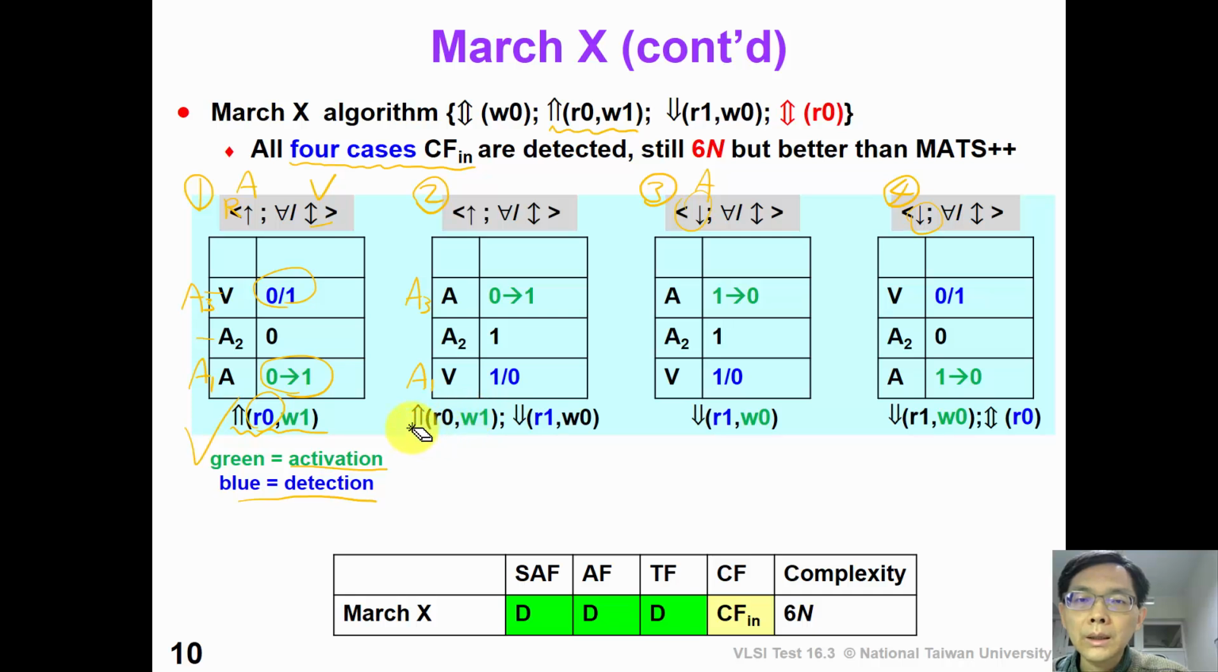For case 2, at the end of the second March element, we write the aggressor to 1, and at this time the victim is flipped to 0. But the fault is not detected by the second March element. Actually, it will be detected in the third March element. When we read a 1 from A1, at this time we can detect the fault. And it can be seen the same thing happens to case 3 and case 4. You are welcome to verify by yourself. In summary, we can detect all inversion coupling faults by March X, and the complexity is still 6n.